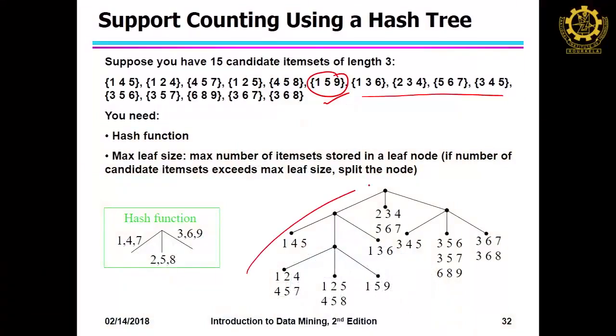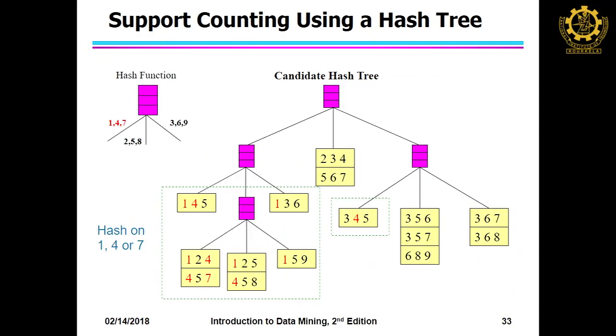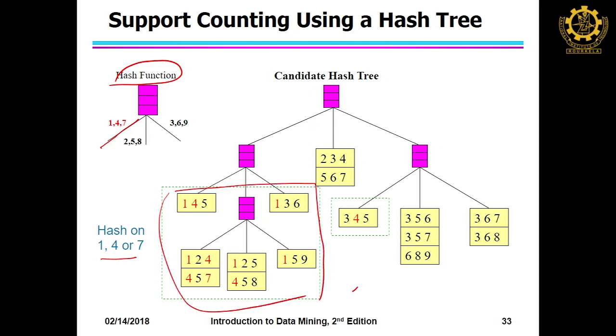This is the hash tree we generated in the last class. Here the hash function is very simple: if a candidate item starts with 1, 4 or 7, it goes to the left side. If it is 2, 5 or 8, it goes to the middle, and otherwise to the right side. That was the hash function, and we generated the hash tree. So hash on 1, 4 or 7 is this region and this region.